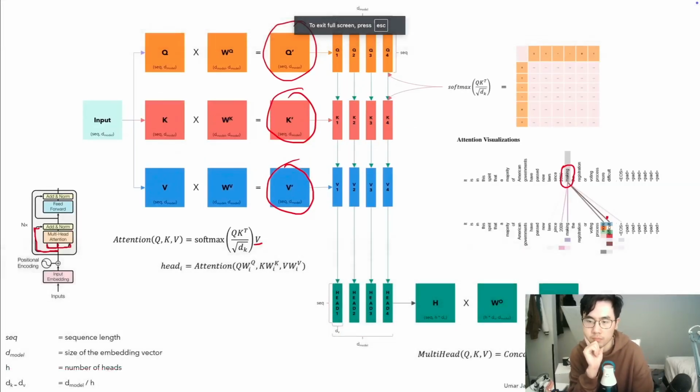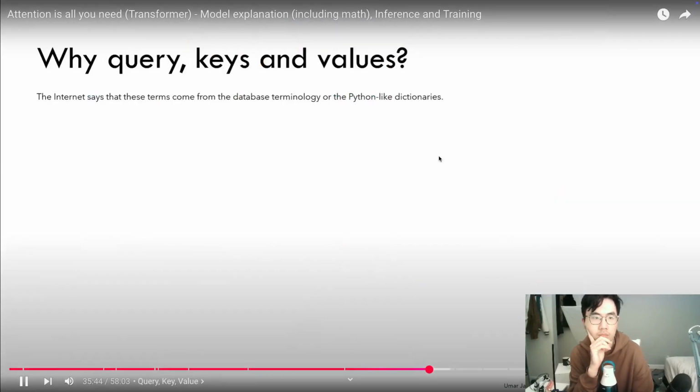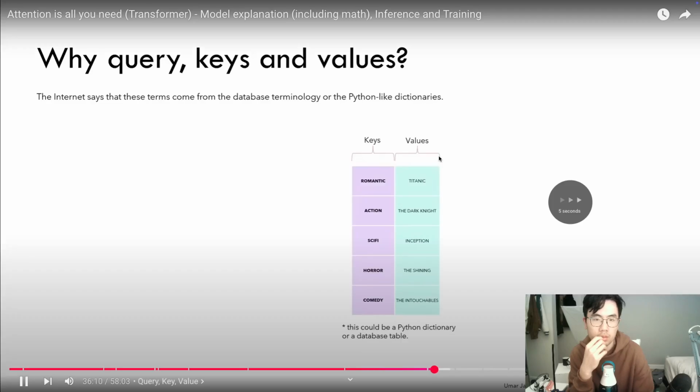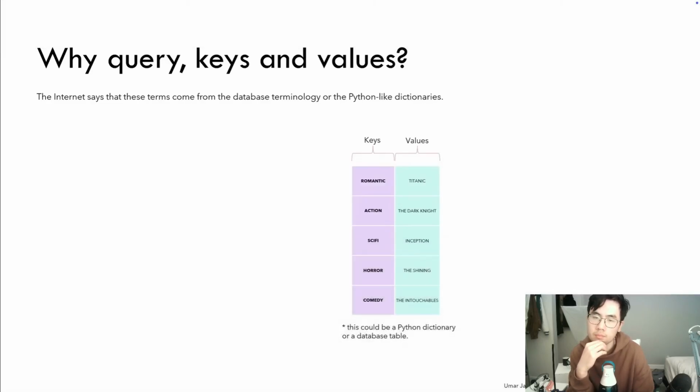Let's see, you may also be wondering why these three matrices are called query, keys, and values. These terms come from the database terminology or from Python-like dictionaries, but I would also like to give my own interpretation, making a very simple example. I think it's quite easy: keys are the category of movies, and the values are the movies belonging to that category. In my case, I just put one value. So we have the romantic category, which includes Titanic.